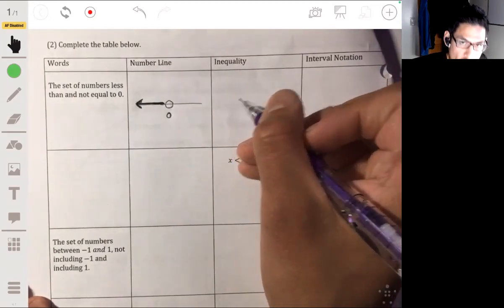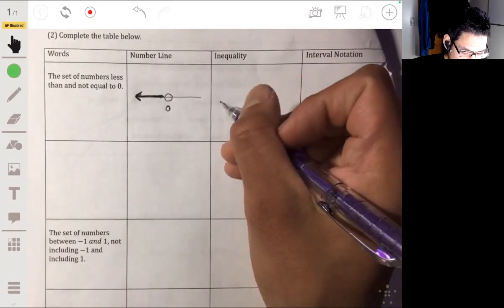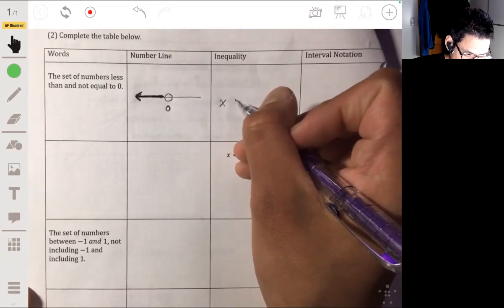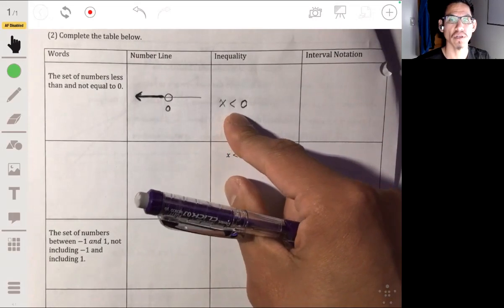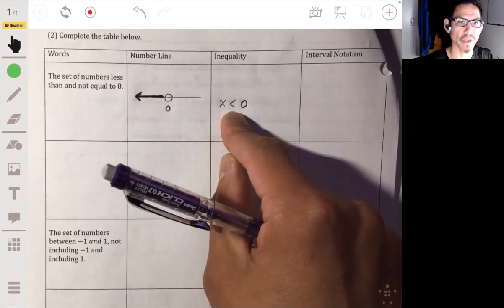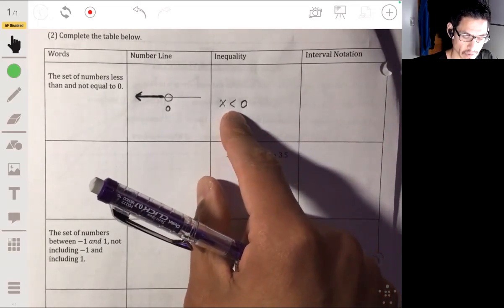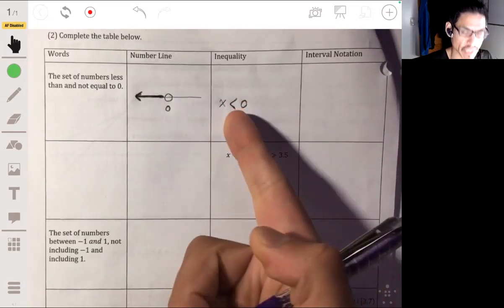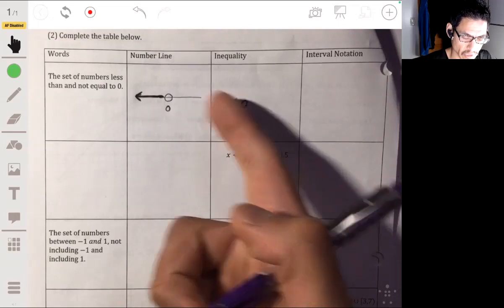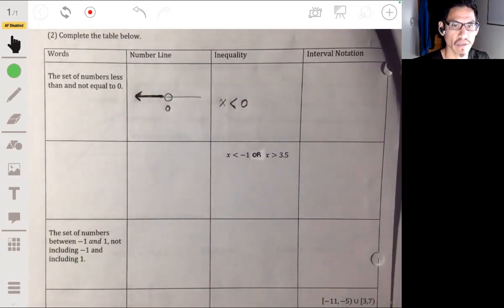Inequality notation, it's using x as our variable. We'll just say that x is less than 0. Make sure you really just have to know the direction that each inequality represents. So the way I like to remember is just it looks like the direction that it's pointed. So it's pointed to the left, so we're talking about less than.